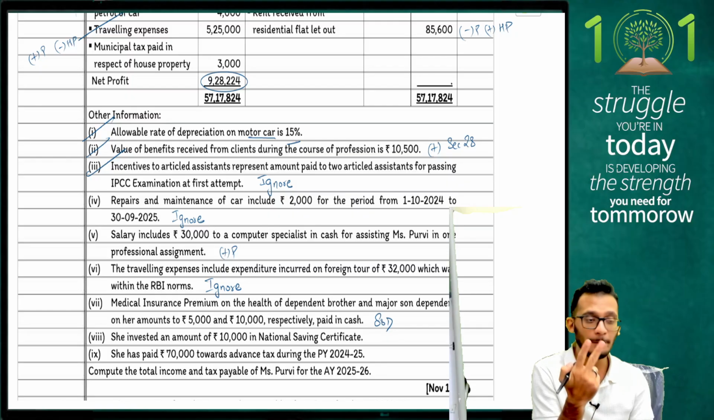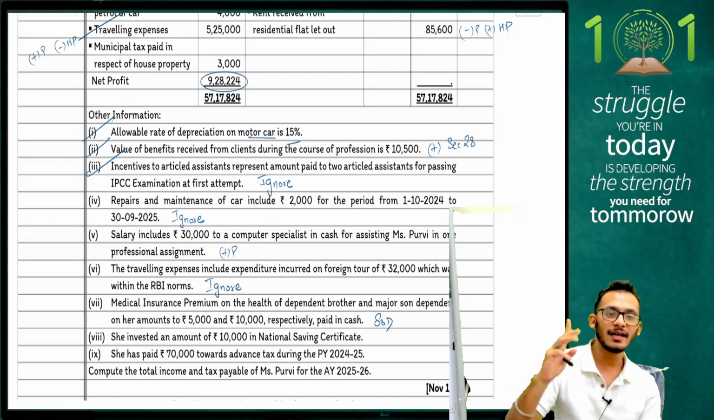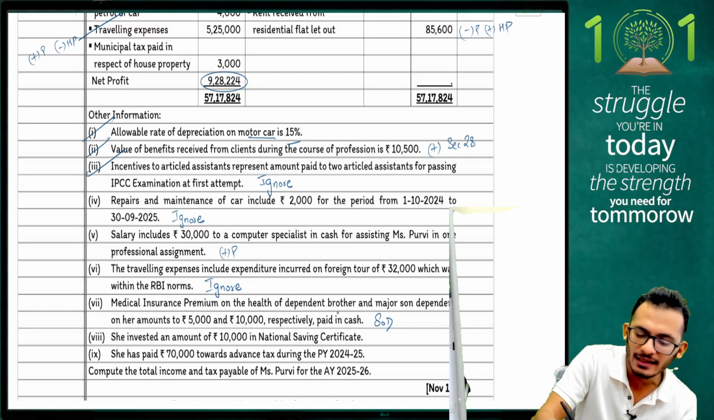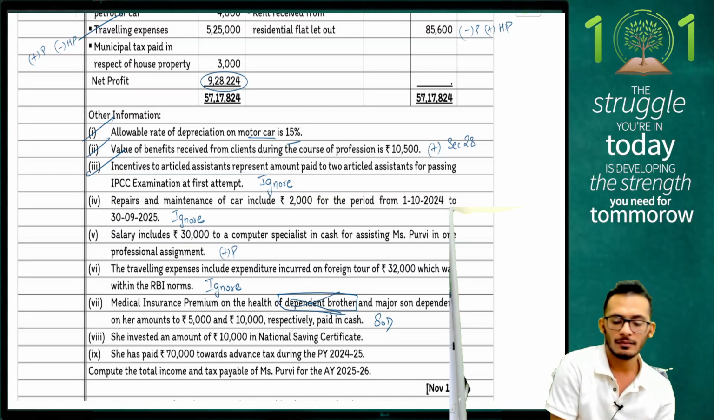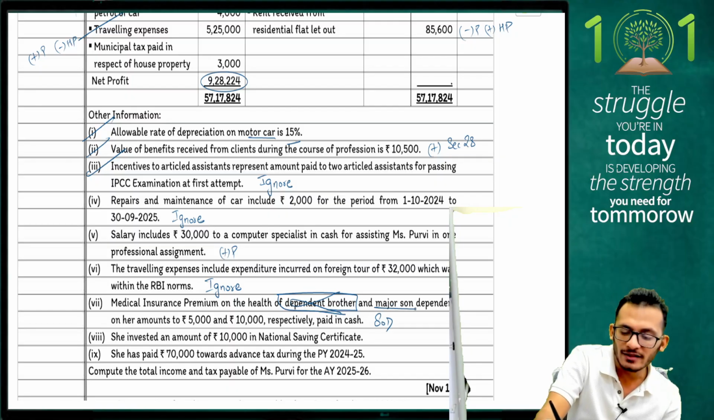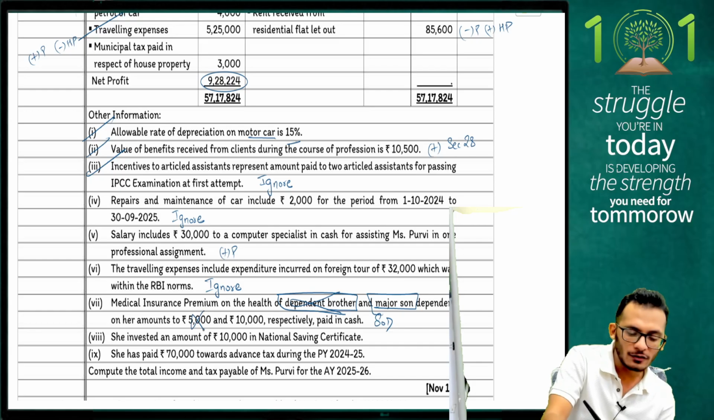Spouse, dependent children, and myself go in one bucket, and parents in another bucket. Now, I am paying medical insurance for a dependent brother. Can I claim it? Not allowed. Can I pay it for a major son? Yes, because the son is dependent. So the 5,000 is not allowed as a deduction.